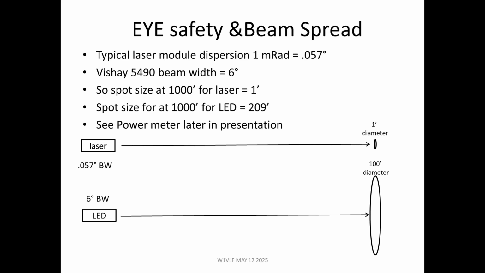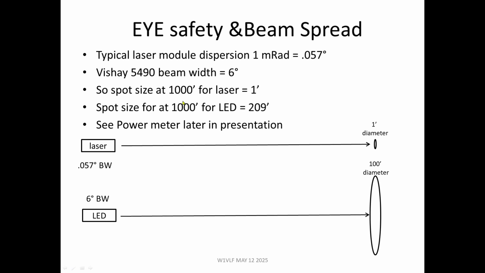That's a real son of a gun to point. It can be done, absolutely, but it's very, very difficult. These Vishay diodes are 6 degrees wide, so that's a little bit easier than your 2-foot 10 gigahertz dish. So that works out okay. So let's take a look at what this 1 milliradian means.